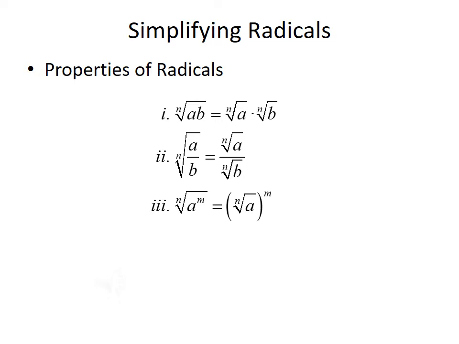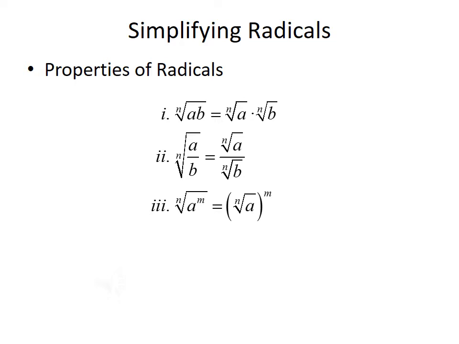If you have the nth root of a times the nth root of b, that can be combined to be the nth root of ab. The same is true for division. The nth root of a divided by b can be split up to be the nth root of a divided by the nth root of b.